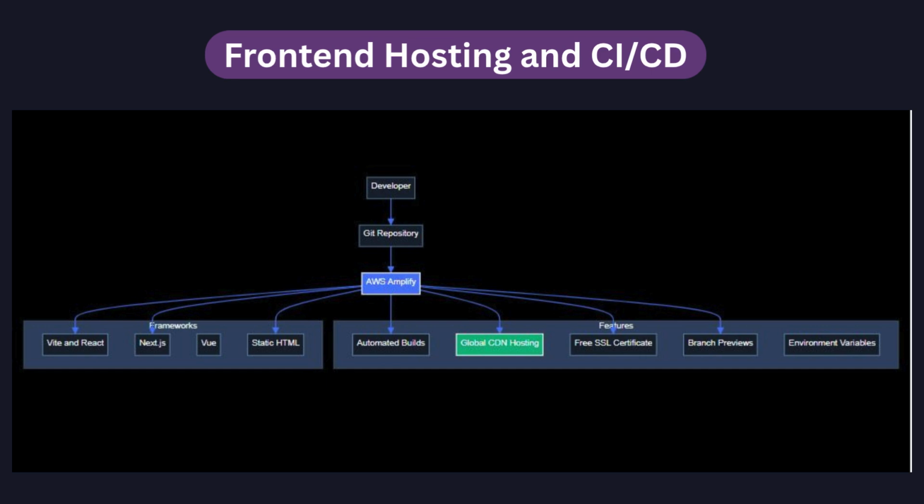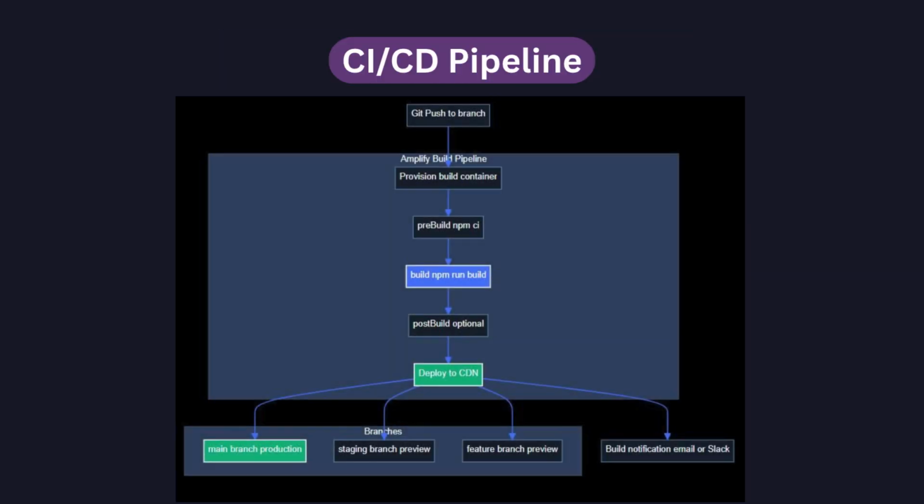The hosted application is delivered through a global CDN with a free SSL certificate, ensuring fast and secure access. It supports modern frameworks such as React, Vue, Next.js, Vite, and even static HTML, while also providing branch previews so that every pull request can be tested through its own live URL before merging.